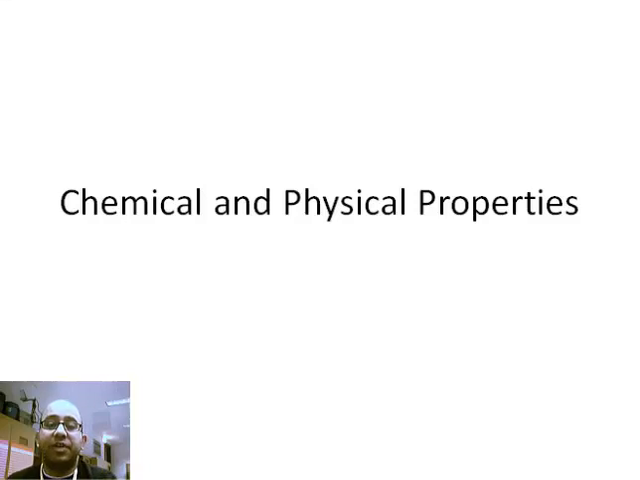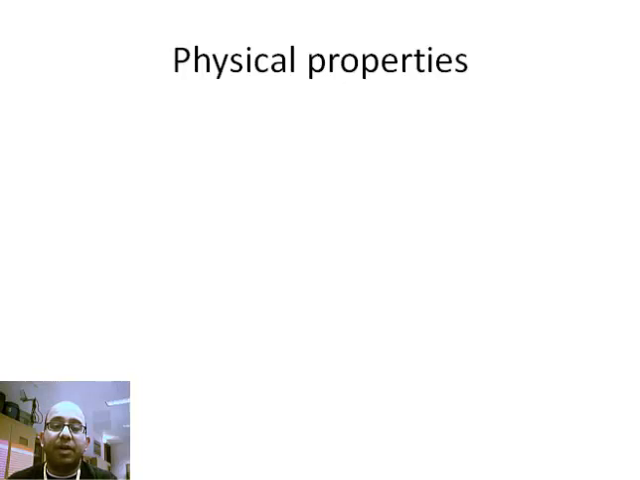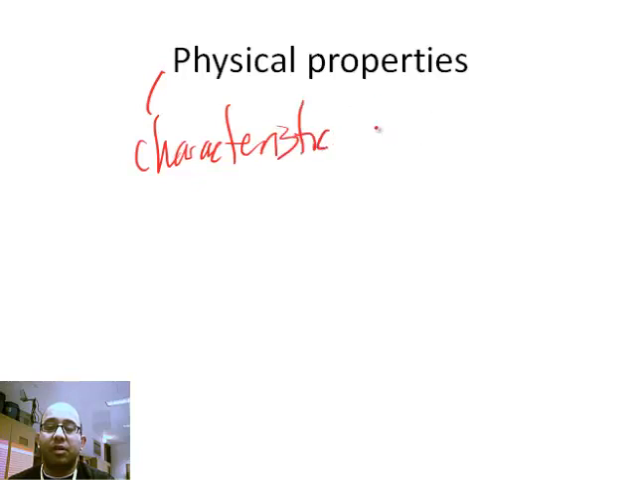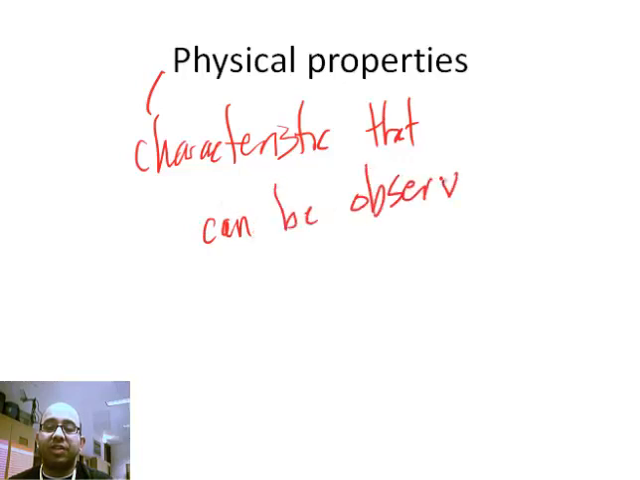Hi students, so this video is going to discuss chemical and physical properties. A physical property is a characteristic of a material that can be observed without changing the chemical makeup of the substance.